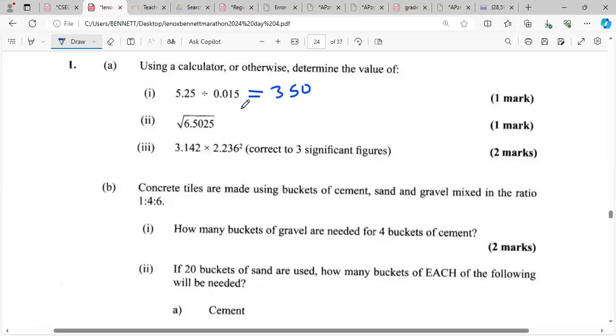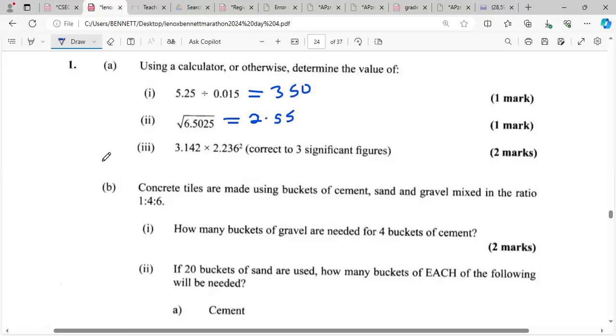Alright, this one now. It says, what's the square root of 6.5025? So it's the square root. Don't panic, guys, just use a calculator. 6.5025, and it gives me 2.55. So these are fairly straightforward. Just use a calculator and you get them.